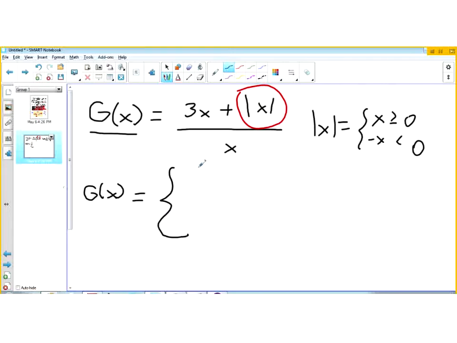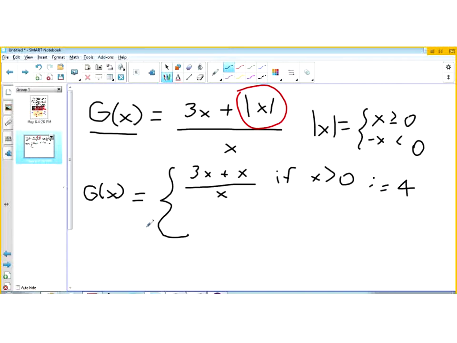It's going to be piecewise defined: 3x plus x over x if x is greater than 0. Now note that x can't be 0 for this function, right? Because if x were 0, we would be dividing by 0, and of course that would be absurd. So 3x plus x is 4x, and 4x over x is 4. So if x is greater than 0, then g of x is simply 4.